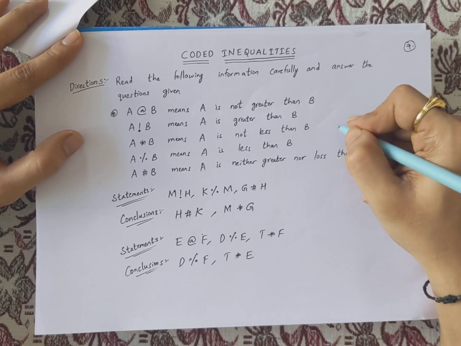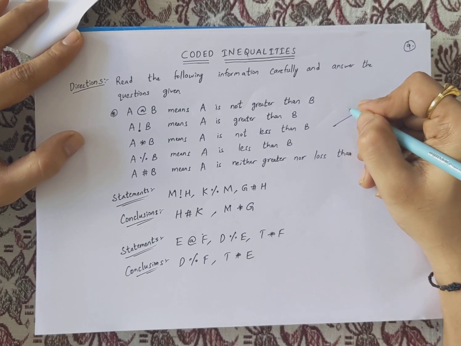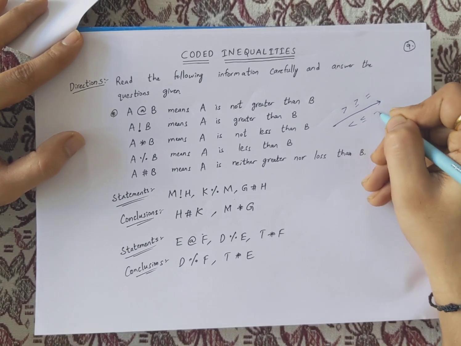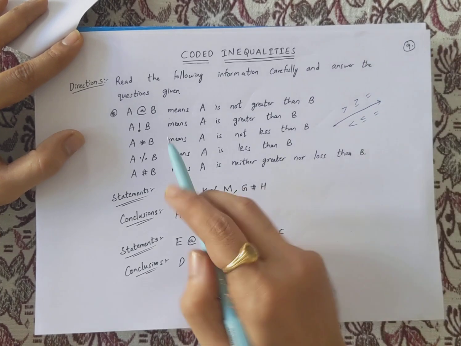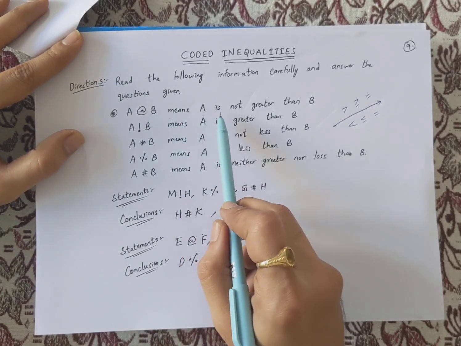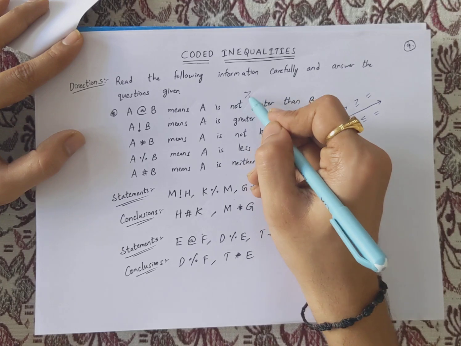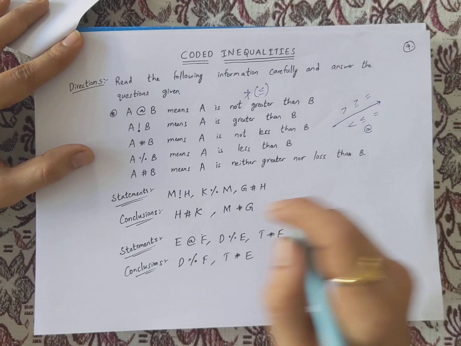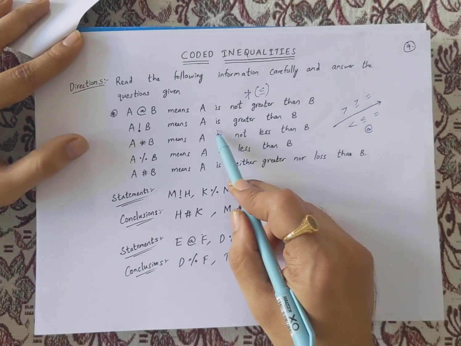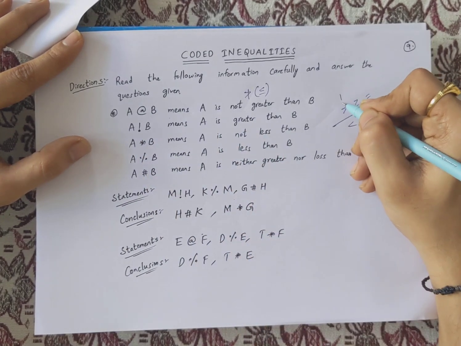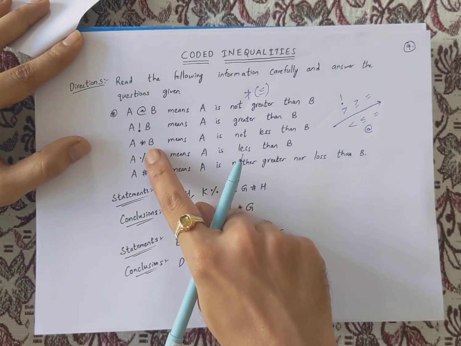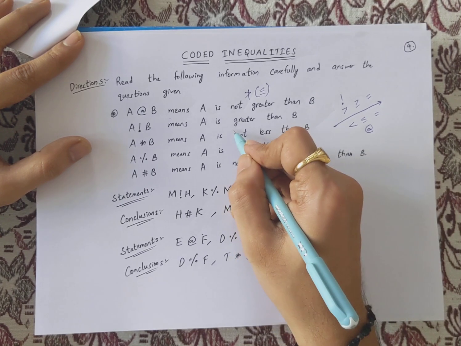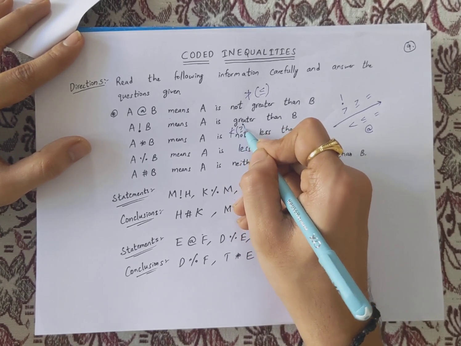So to solve these type of questions, you need to write priority of symbols, right? It's like for solving easily. What is saying? A at the rate B means A is not greater than. Not greater than means less than or equals to. So at the rate would be for less than or equals to. Exclamation mark is A is greater than B. So this would be your exclamation mark. A star asterisk B means A is not less than B.